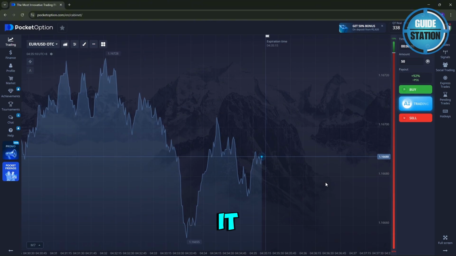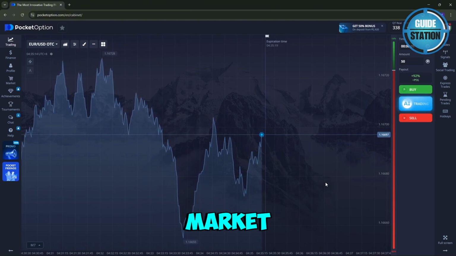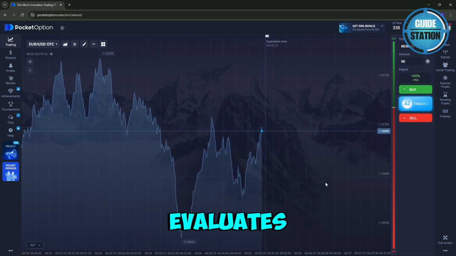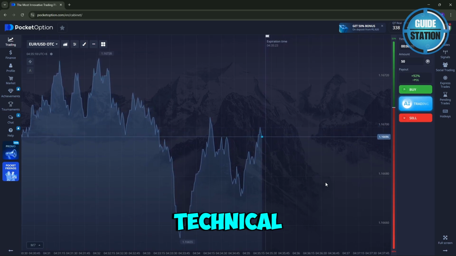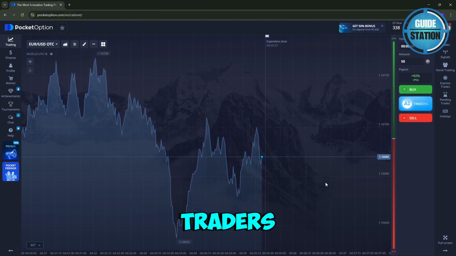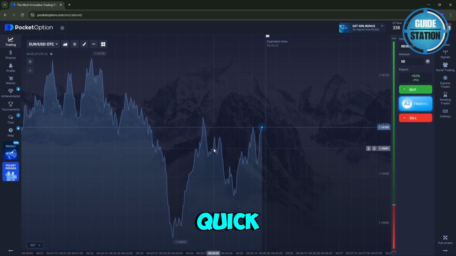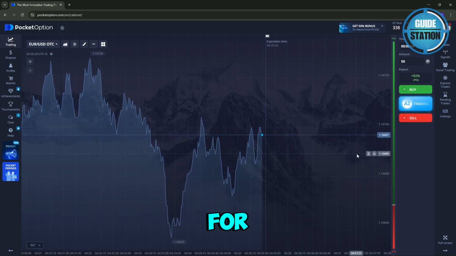Now, here's what makes it powerful. The AI uses advanced algorithms that monitor the market in real time. So it evaluates market signals, technical analysis, trading strategies, the behavior of other traders, and even over 100 different indicators. All of this helps it make quick and intelligent trading decisions for you.